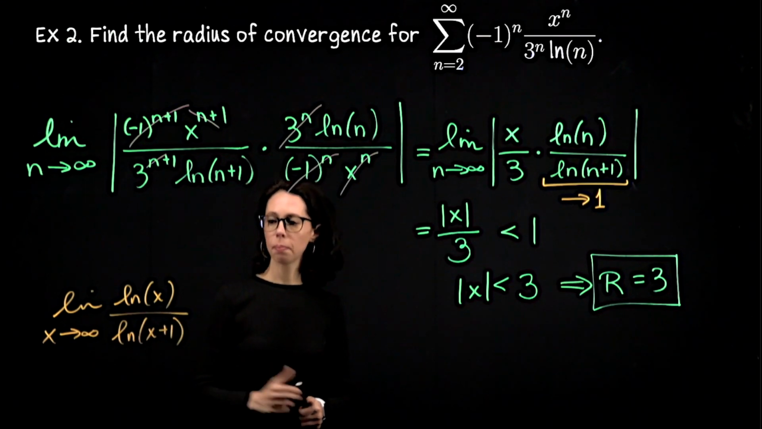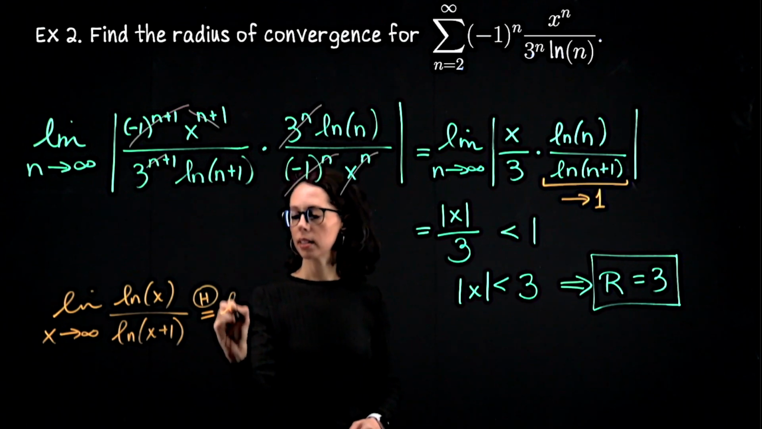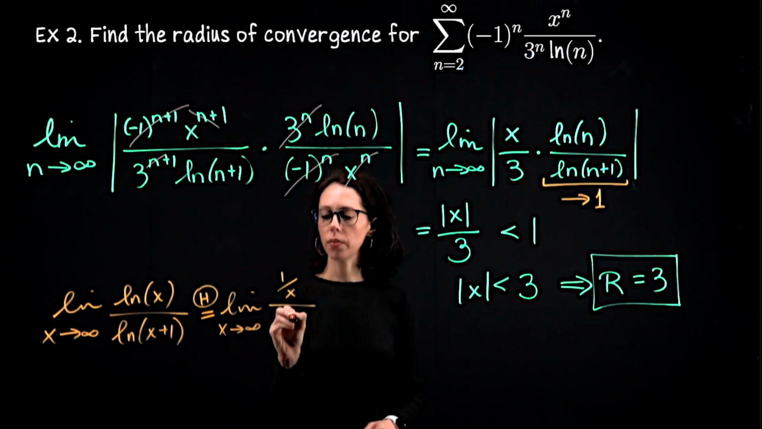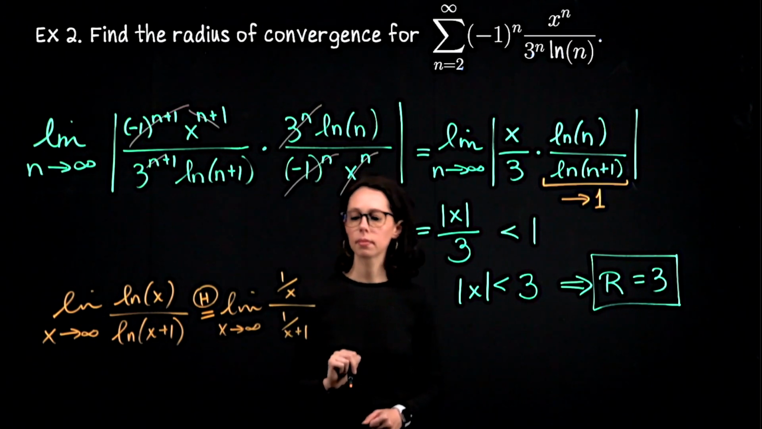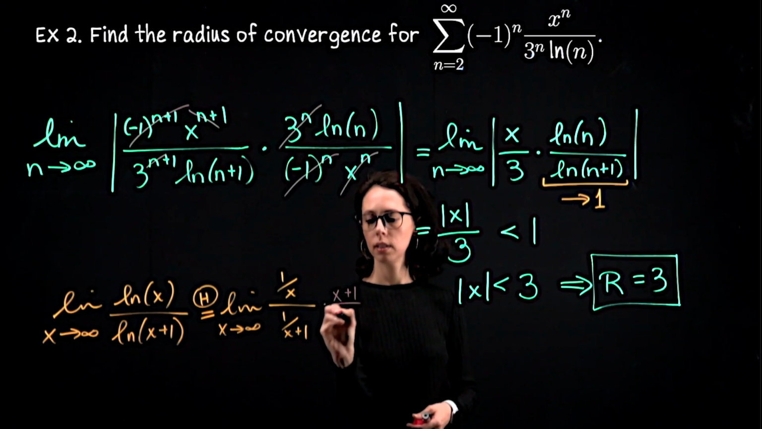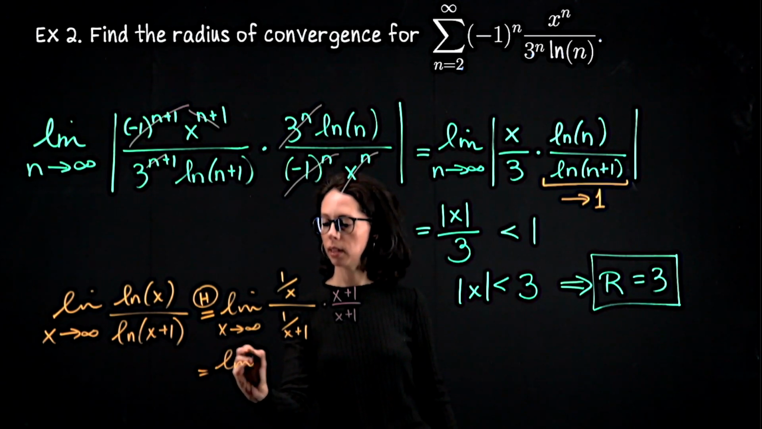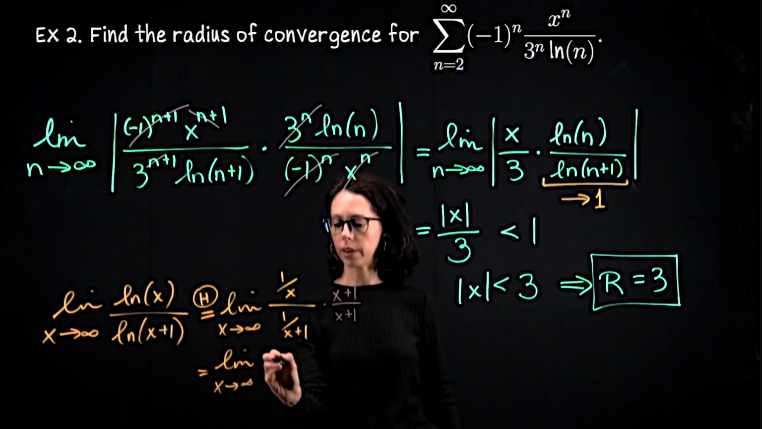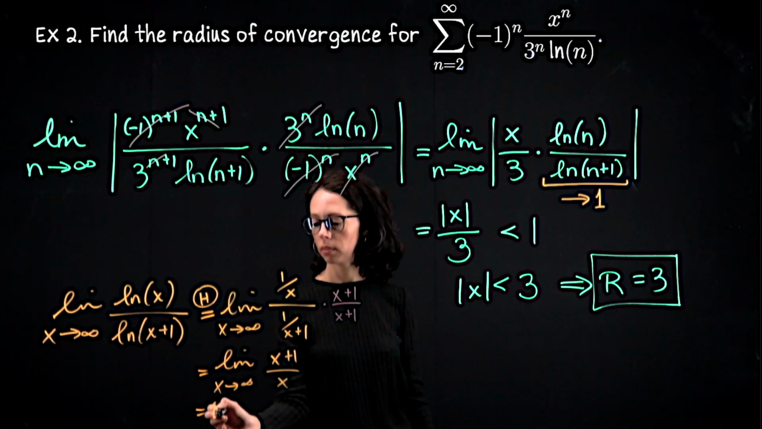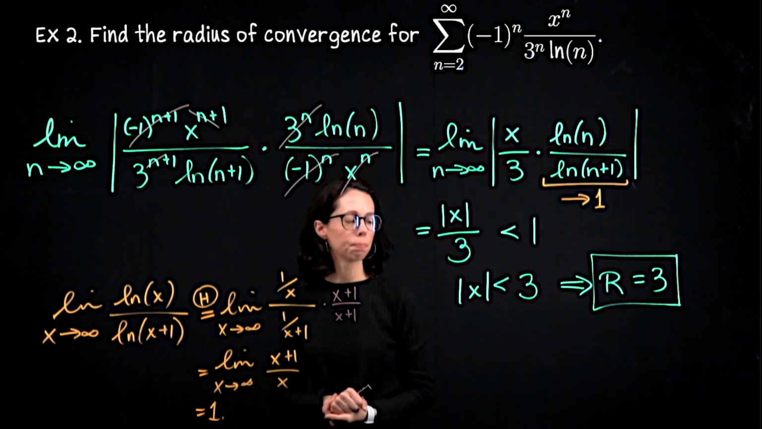It's an indeterminate form because this goes to infinity, this goes to infinity. So with L'Hopital's rule, we get that this limit is equivalent to the limit as x goes to infinity of 1 over x divided by 1 over x plus 1. You can multiply the top and bottom of this expression by x plus 1 over x plus 1, like that. So that overall, this is going to be the limit as x goes to infinity of x plus 1 over x. And then that limit is indeed 1. Okay, so that's where this computation came from.